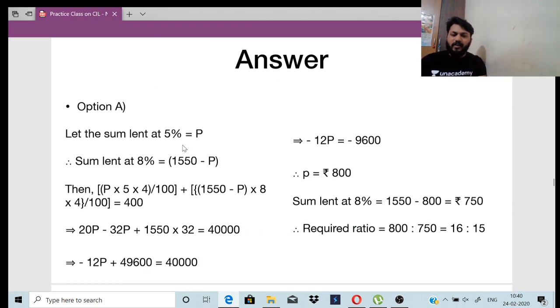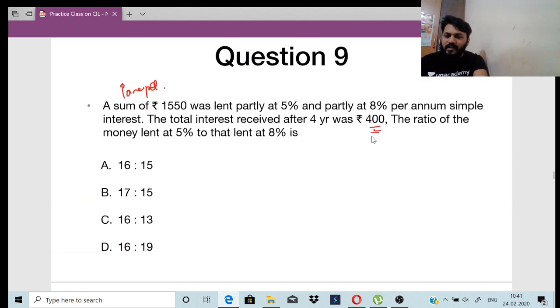So let the sum lent at 5% be P, okay? Let the sum lent at 8% be 1550 minus P. So I always tell this, the two parts together make 1550, right? If I take one part as P, the second will be 1550 minus P. One is P, the other one is 1550 minus P. What they have told, this one is at 5% interest, this one is at 8%. Total interest after 4 years is 400.